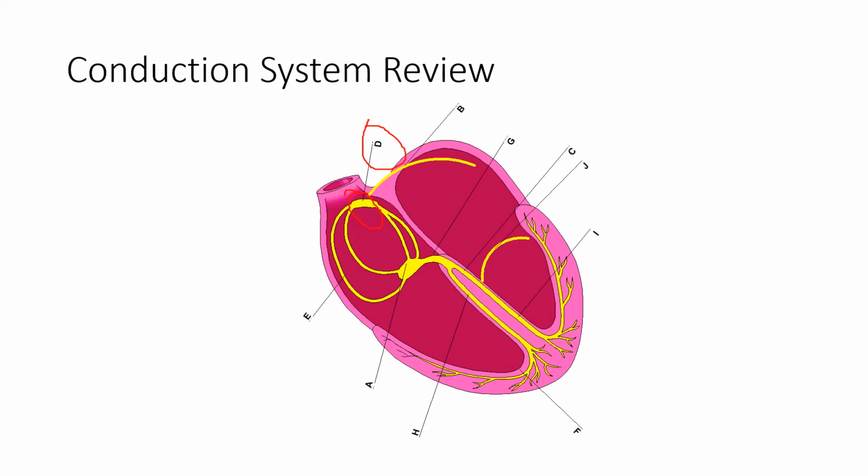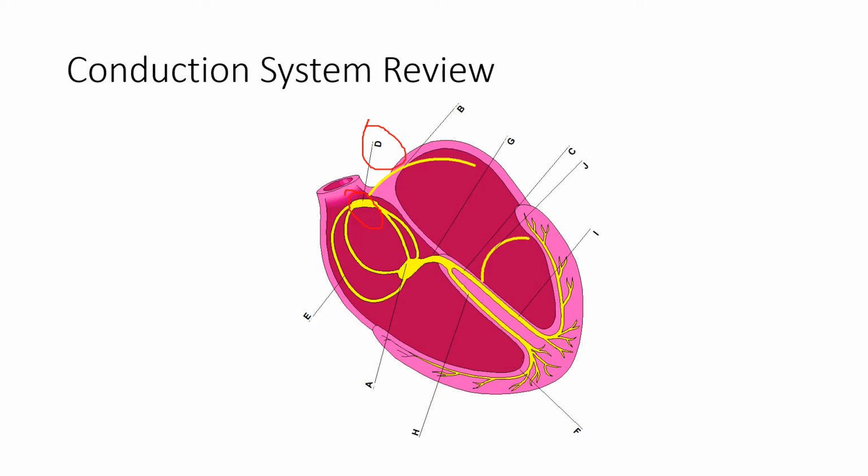And the AV node will give a little bit of a pause and then send that message down to G, which is your bundle of His, the start of them, and then they break off into your right and left. And we try to think about which one would go faster, but again, the goal is for both the right and the left ventricles to depolarize at the same time, so that message will go down the right and the left.